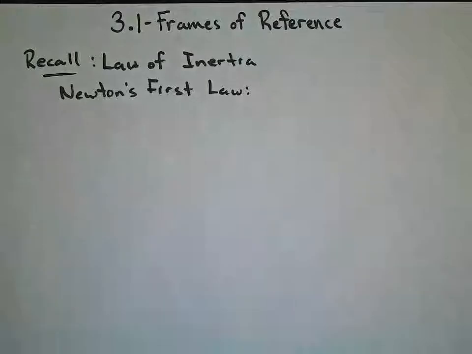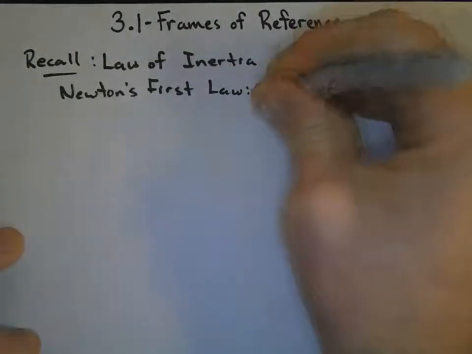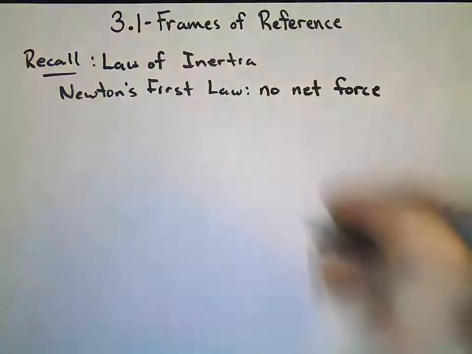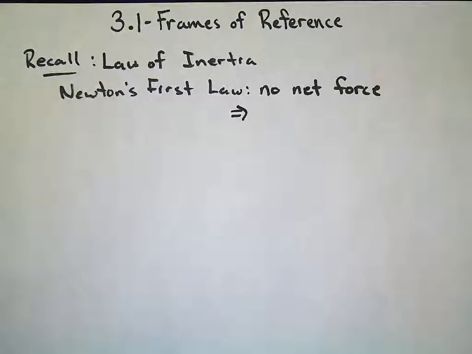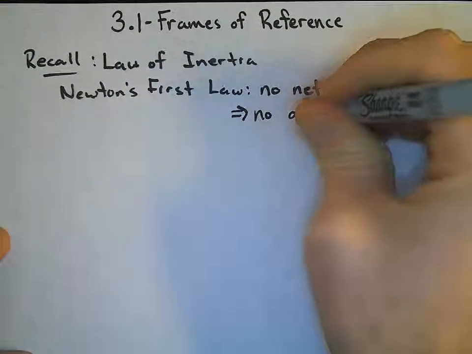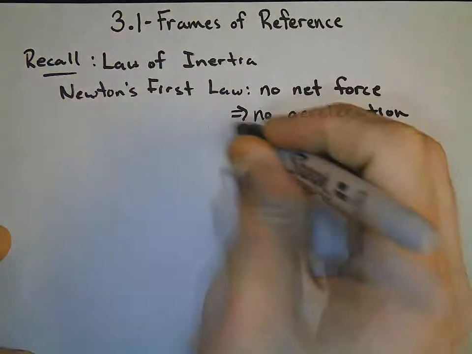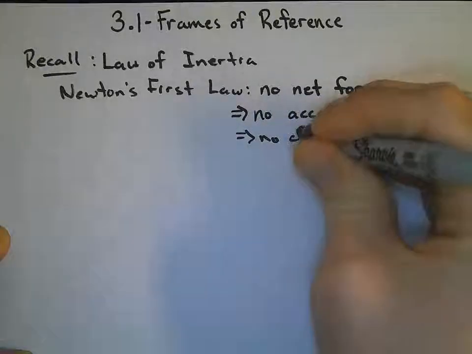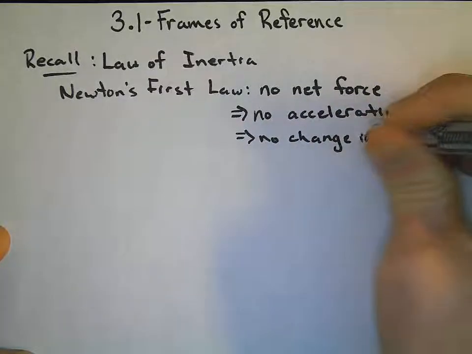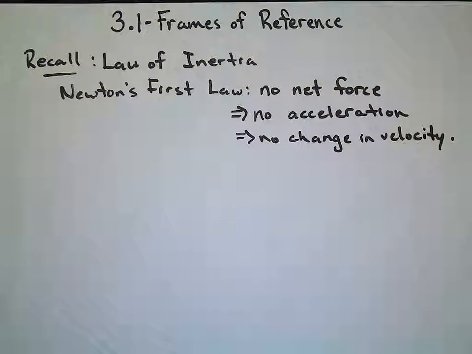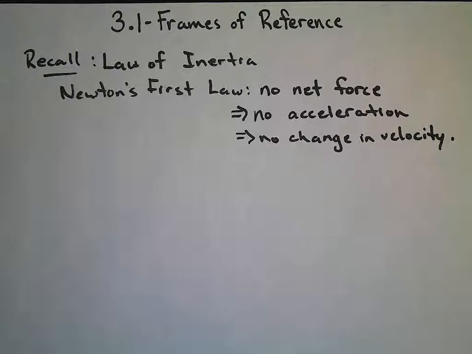And we remember that Newton's first law of inertia tells us that there is no net force acting on an object. And what does that mean? No net force tells us that we have no acceleration, okay? And that in itself means no change in velocity. And due to this, when we're talking about frames of reference, we can talk about two different types of frames of reference.